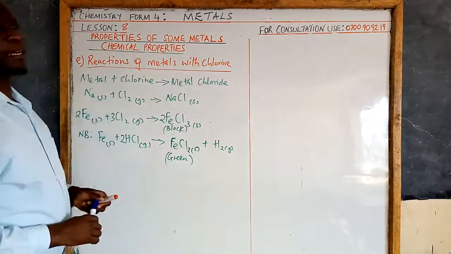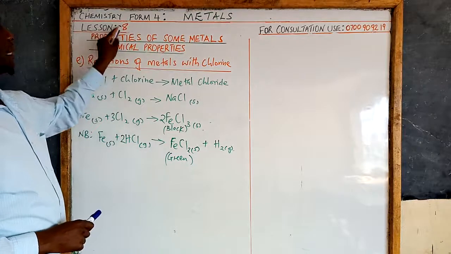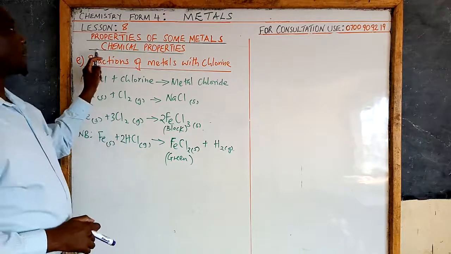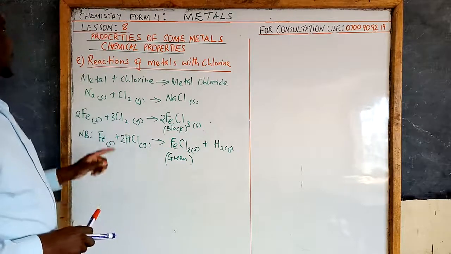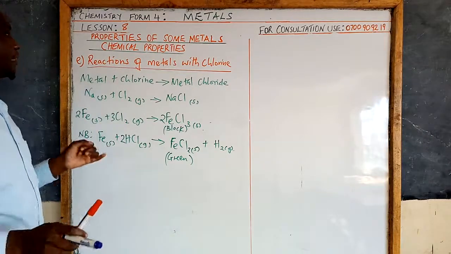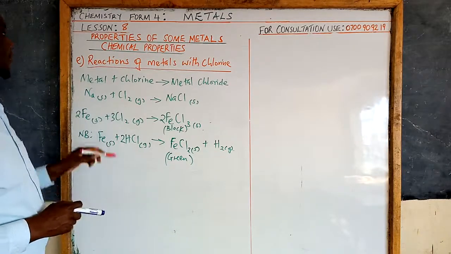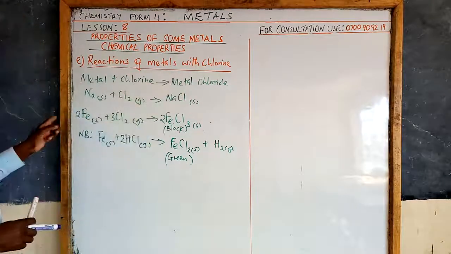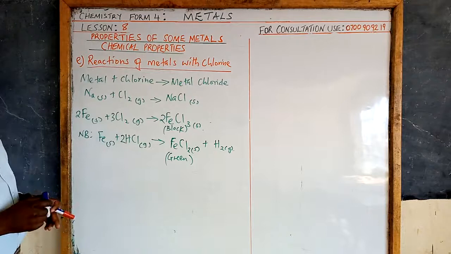So we are doing our last lesson, which will be lesson 8 on metals. So we wind up with the chemical properties. We have two chemical properties to discuss. In lesson 7 we discussed most of the chemical properties. So here we are going to discuss reaction of metals with chlorine, then reaction of metals with concentrated acids.